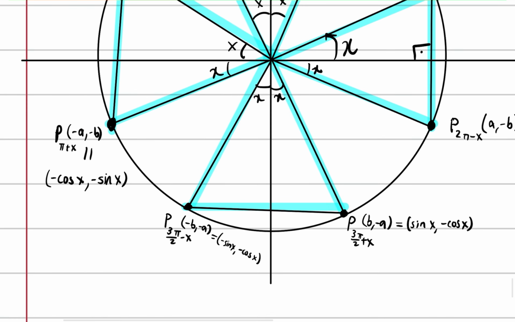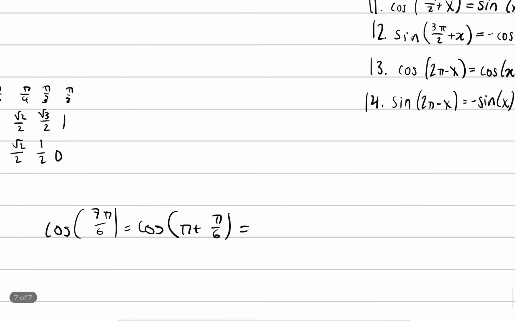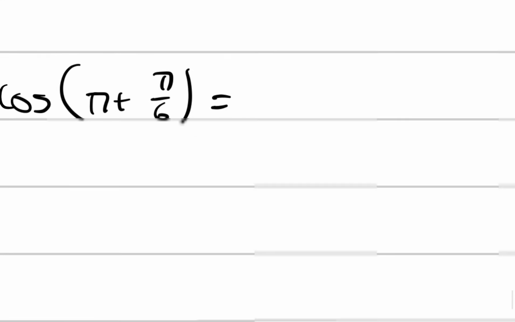You need to know pi plus pi over 6 is going to be right here in the third quadrant. You need to know that. What would this look like? Well, it's going to be negative cosine, negative sine, right? It's just a straight line through. So we're going to get negative cosine pi over 6.